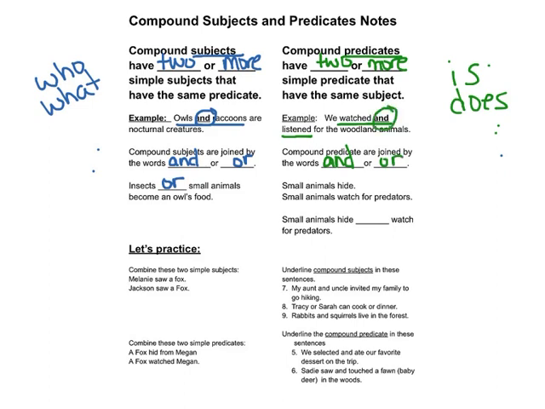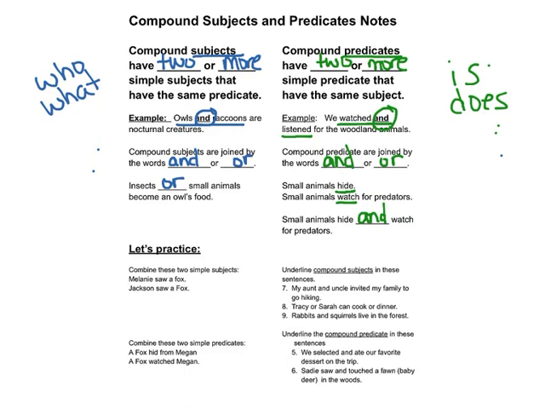So let's try that in our example here. Small animals hide and small animals watch for predators. So we have the simple predicate hide and the simple predicate watch, because that is what something does. So we can say small animals hide and watch to make those two simple predicates into a compound predicate.